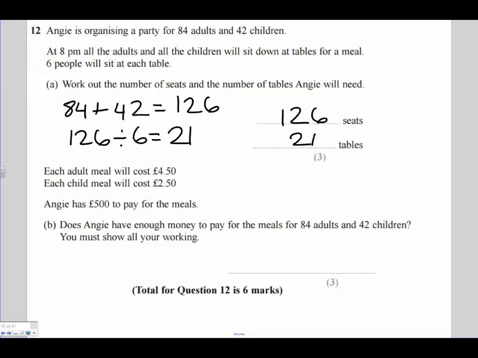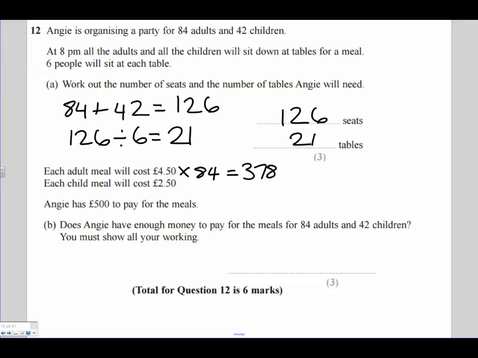Each adult meal will cost £4.50. Each child meal will cost £2.50. Angie has £500 to pay for the meals. Does Angie have enough money to pay for the meals for the 84 adults and 42 children? And show all of your working out. Well, if we have £4.50 and 84 adults, it's £4.50 times the 84 tells us the cost of the adults. Again, take no chances, put it in your calculator.